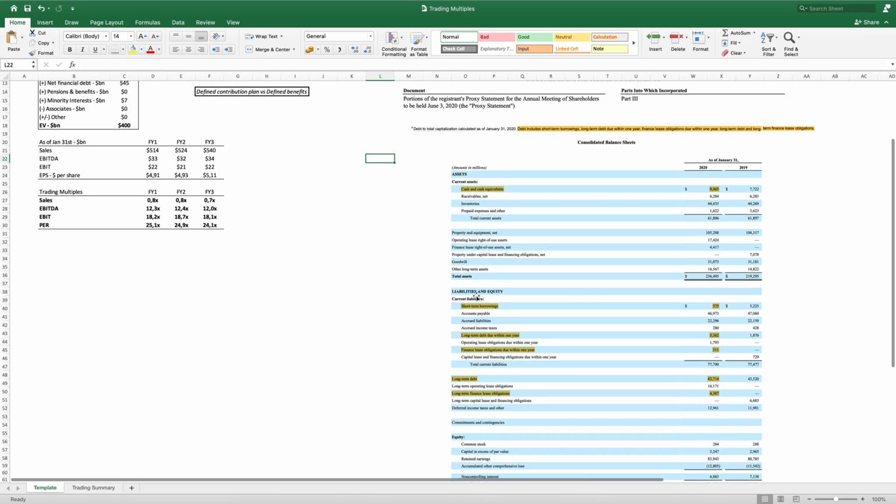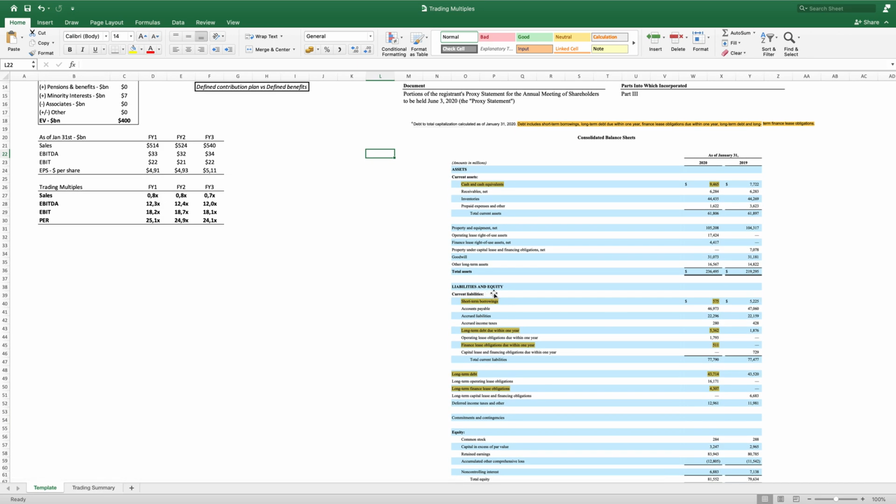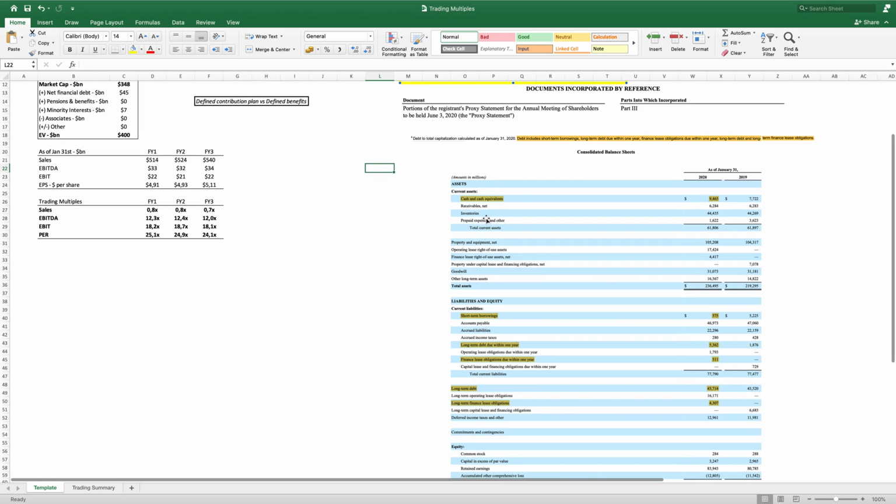So for all the debt items, you could find them in the balance sheet under the liabilities and equity. So I highlighted here all those elements that are mentioned in the definition, whether long-term or short-term financial debt, from which you would need to subtract cash and cash equivalents, which you would find under the current assets.